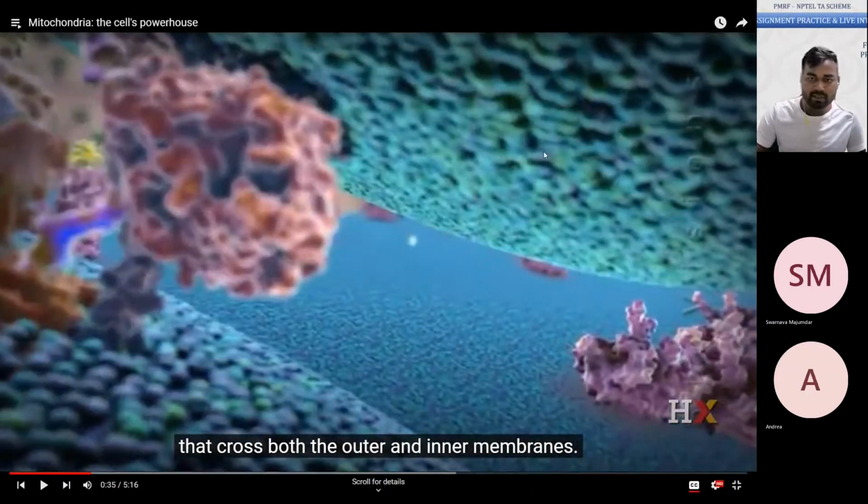This upper one is the outer mitochondrial membrane. This is the inner mitochondrial membrane, and in between it is the intermembrane space. Okay, they are giving the pictorial view of this particular mitochondrial structure.